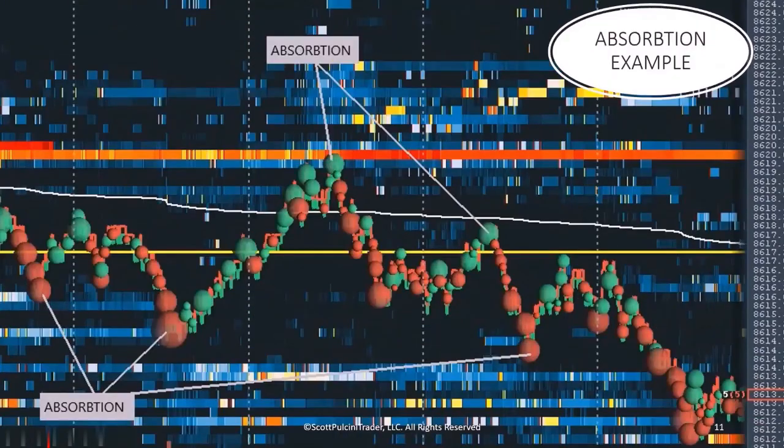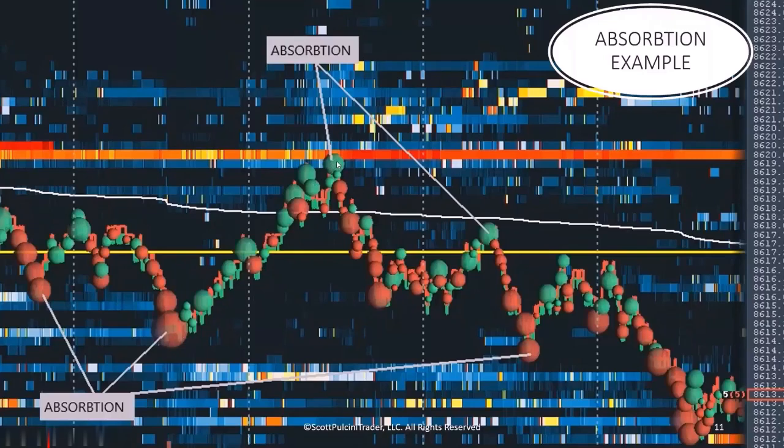let's take a look at absorption. Absorption is when aggressive buyers' or sellers' orders are completely absorbed by the resting orders. So you see here, price comes down to this level. There's some liquidity resting down here that absorbed the entire selling, and as a vacuum effect, the price comes back up. The same down here. It gets down to this level, all the sellers get absorbed, price comes back up.